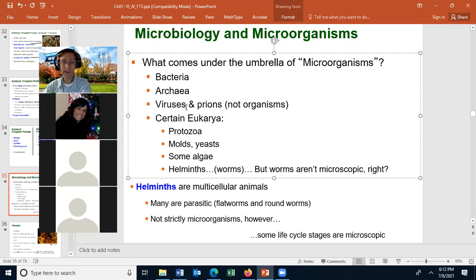And for viruses, you could argue about whether they're alive or not, and there are debates in the scientific community that we're going to ignore about that. But everyone agrees that a prion is not alive because all it is is a protein molecule. And we'll talk more about prions near the end of the class.